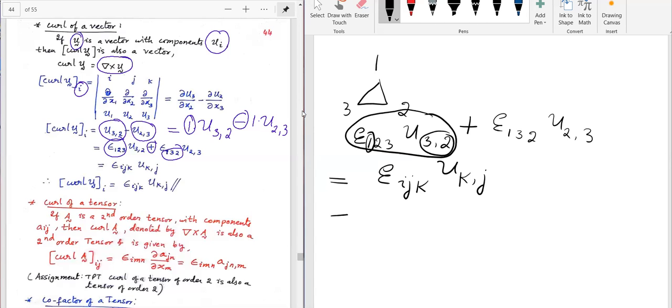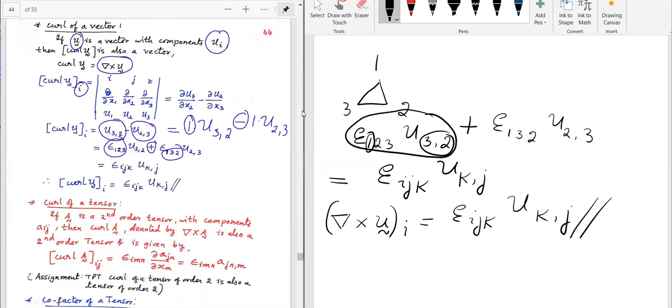So therefore, curl u, what component? The i component is nothing but epsilon ijk, u k, comma j. So curl u is again a vector. When you apply curl, the order of the tensor remains the same. Okay, so we saw curl of a vector. Now we shall go to curl of a tensor.